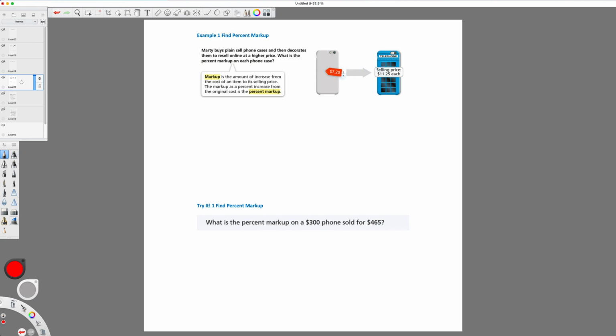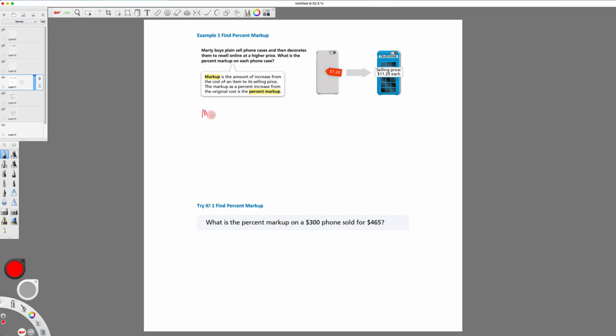He bought it for $7.20 and he's selling it for $11.25. So he marked it up a certain amount, and we can calculate that. So markup is just the amount of the increase, and we can see what he paid and we can see what he's selling it for, so we can calculate that markup. And then once I know what that markup is, it is a percent of his cost, not the end result. It's the percent of his cost.